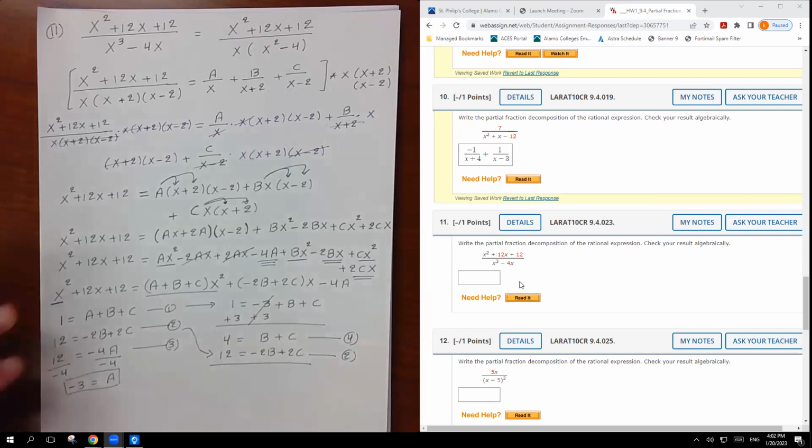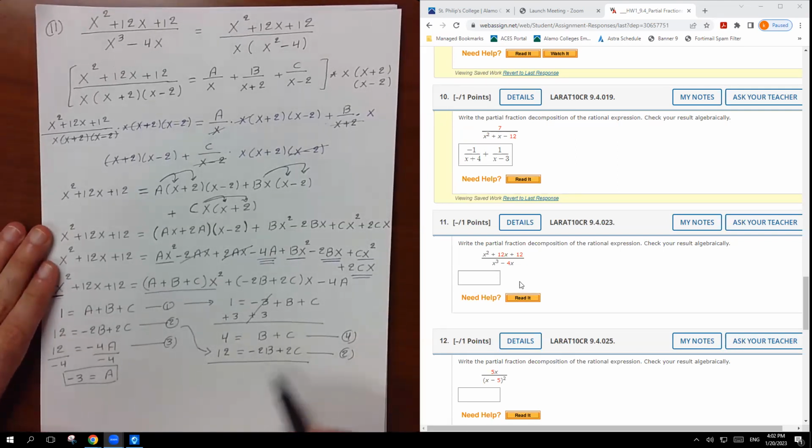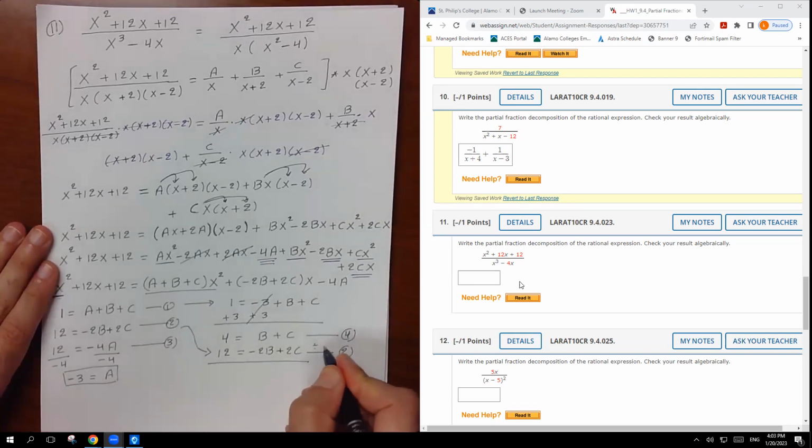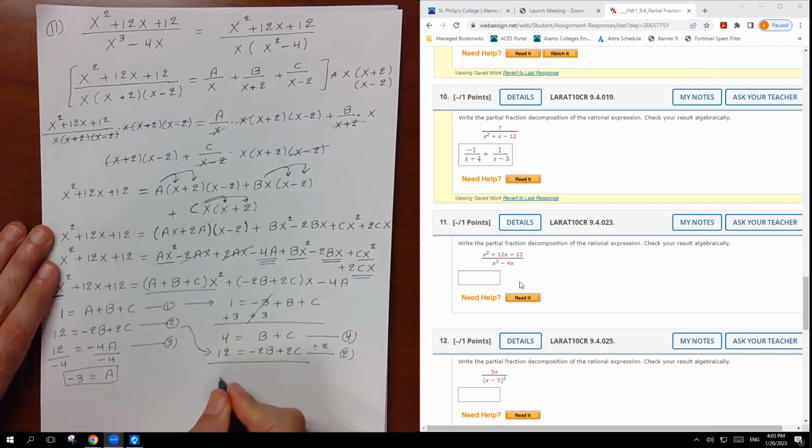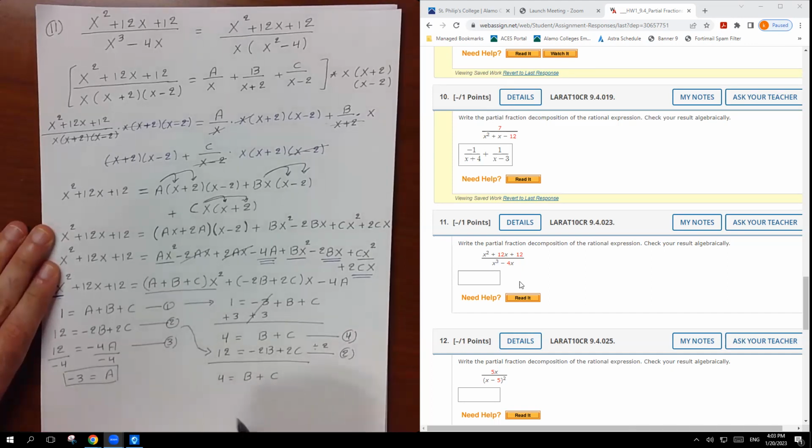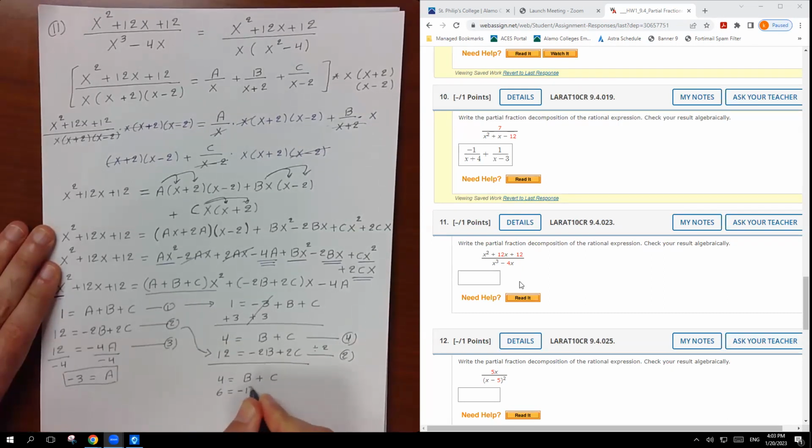So let's keep going. It's up to you. You can multiply number 4 by 2, or you can divide this one by 2. I'm going to divide this one by 2. So number 4 is 4 equal b plus c, and the new equation after dividing by 2 is 6 equal negative b plus c. Now by elimination, cancel this one. So we're going to get 10 equal 2c. Divide both sides by 2. That means c is going to be equal to 5.